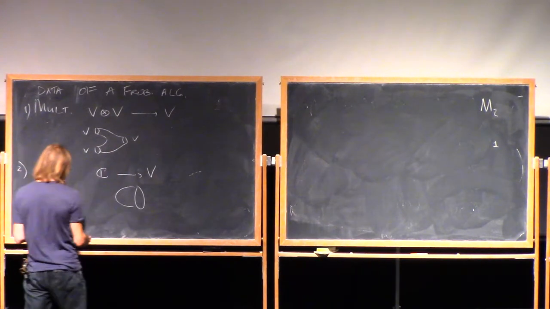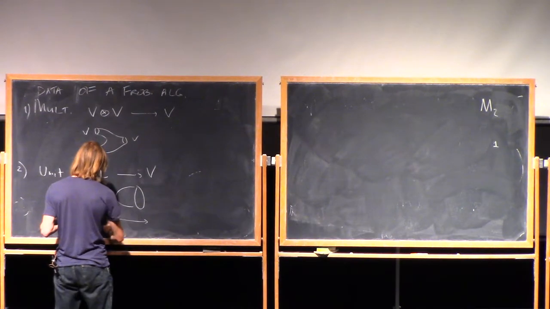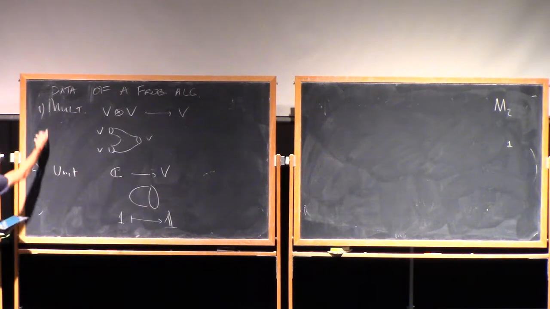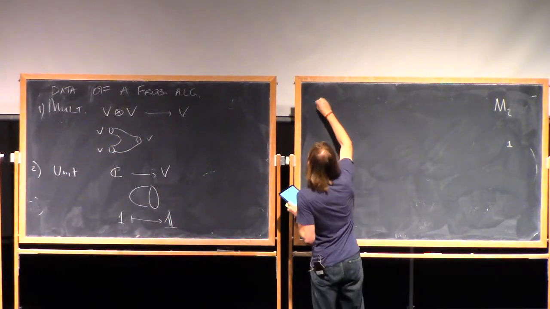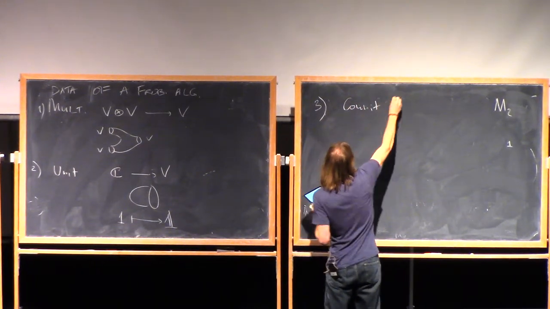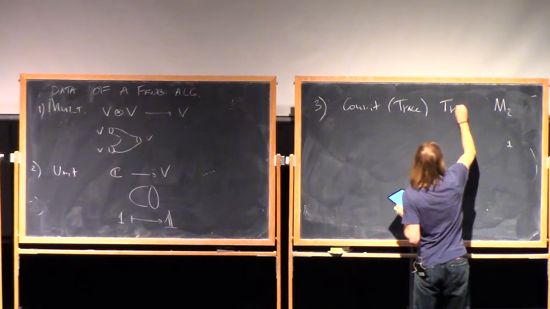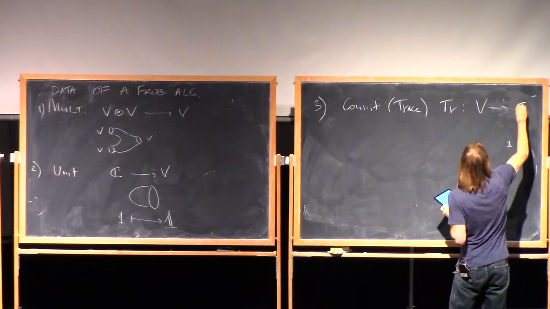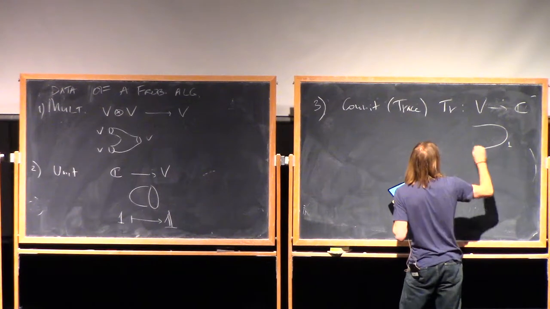And so in particular, the unit map means that one maps to the unit with respect to multiplication. And three is a co-unit, or one can call it trace. I will denote it by the trace map. It's a map from V to C, and it will correspond to this cap.